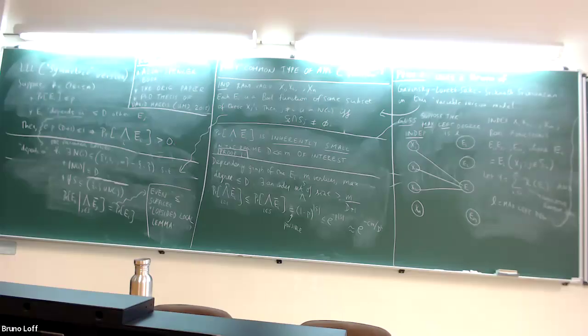So let me try and understand where you're going with this. So you're saying that it's not only exponentially unlikely that all the bad events fail, it's actually going to be exponentially unlikely that the number of bad events deviates from the mean. Exactly.